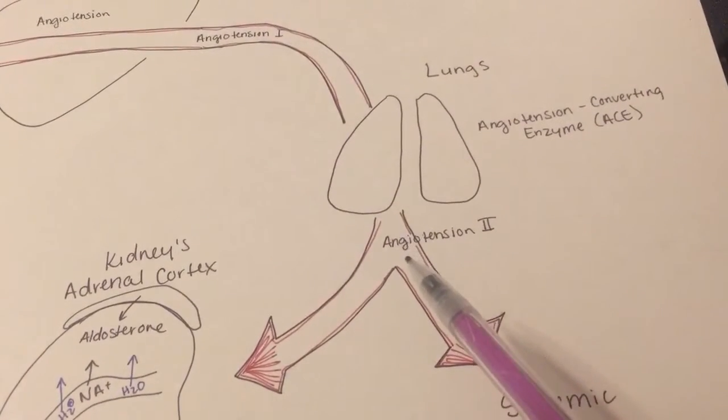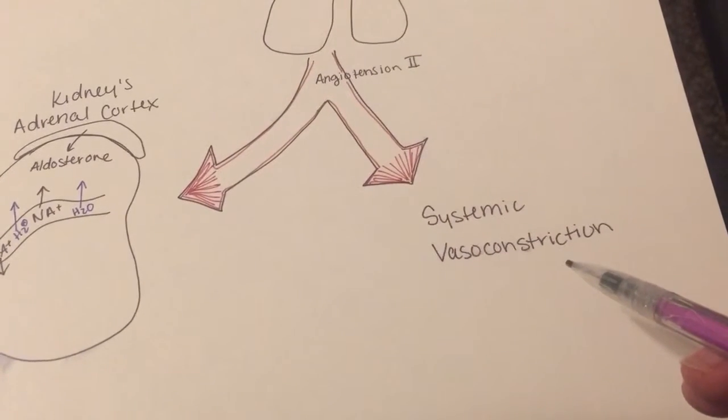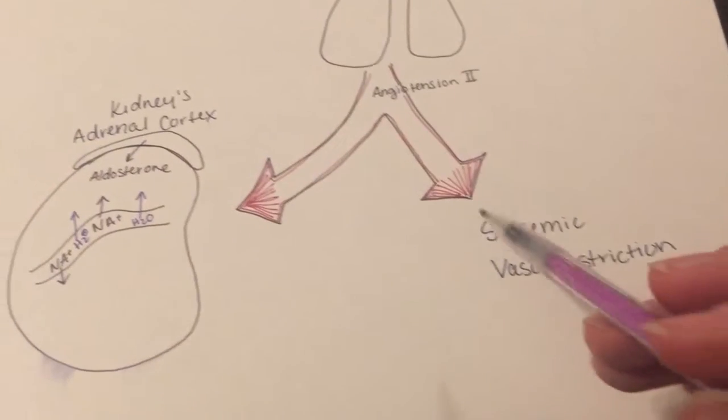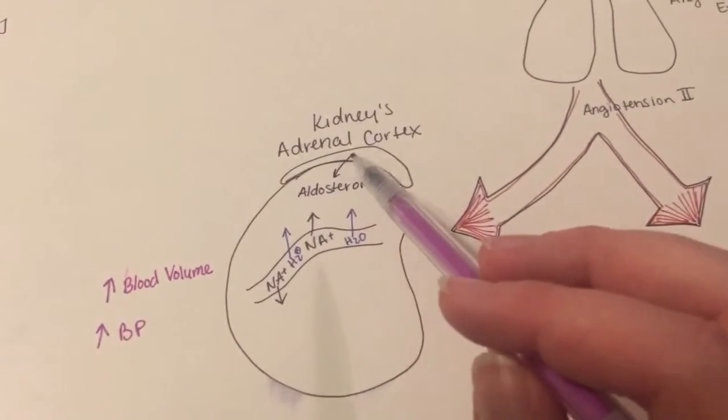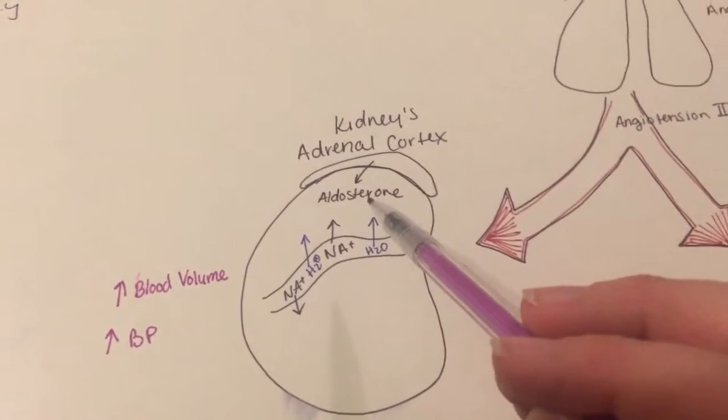The angiotensin 2 travels through the blood, causing systemic vasoconstriction, increasing the blood pressure, and acting on the kidney's adrenal cortex, causing the production and release of aldosterone.